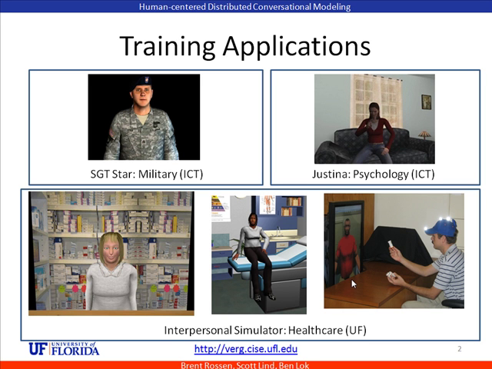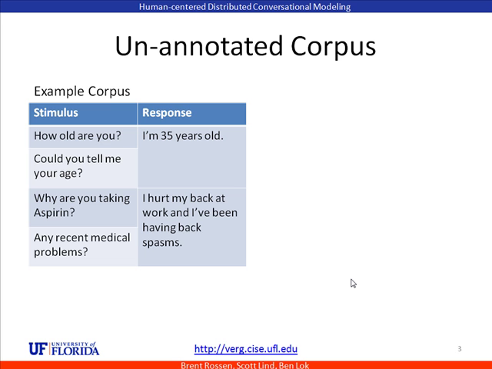So to create these characters, they conduct their spoken conversations using a concept called unannotated corpus retrieval. So what is a corpus? Well, here's a small example corpus on the left. It is a set of stimulus-response pairs. Stimulus example is how old are you? Response, I'm 35 years old.